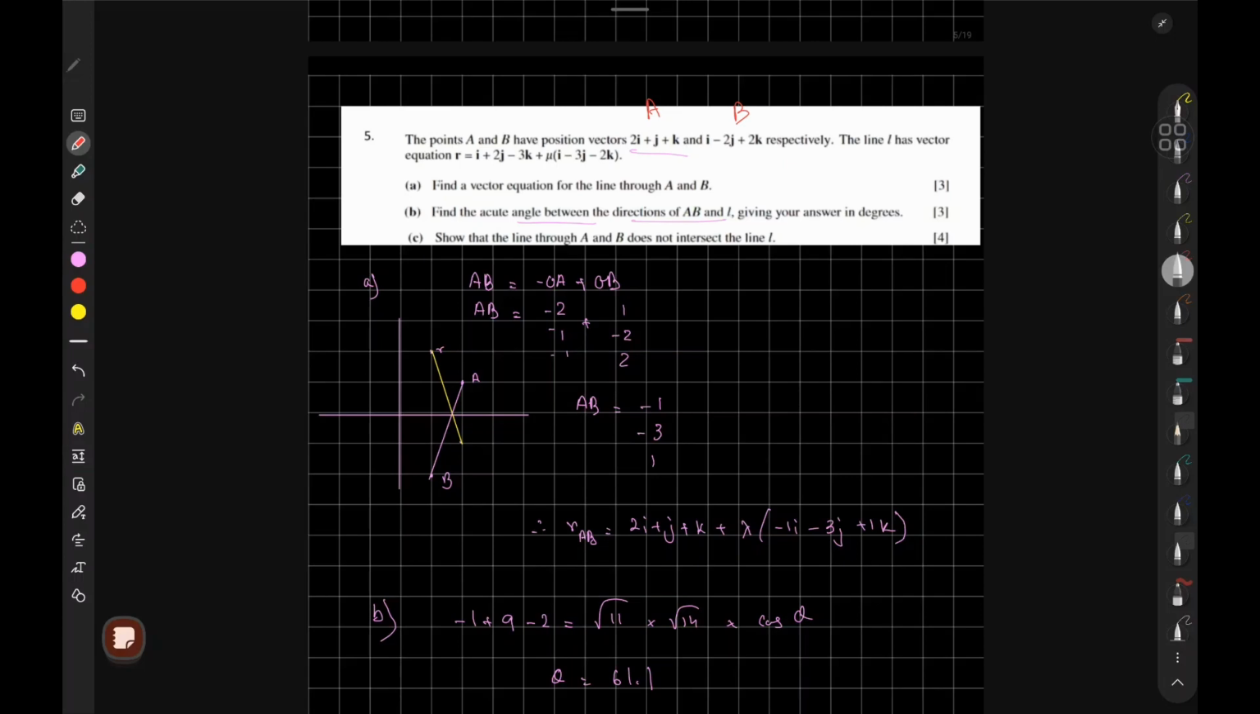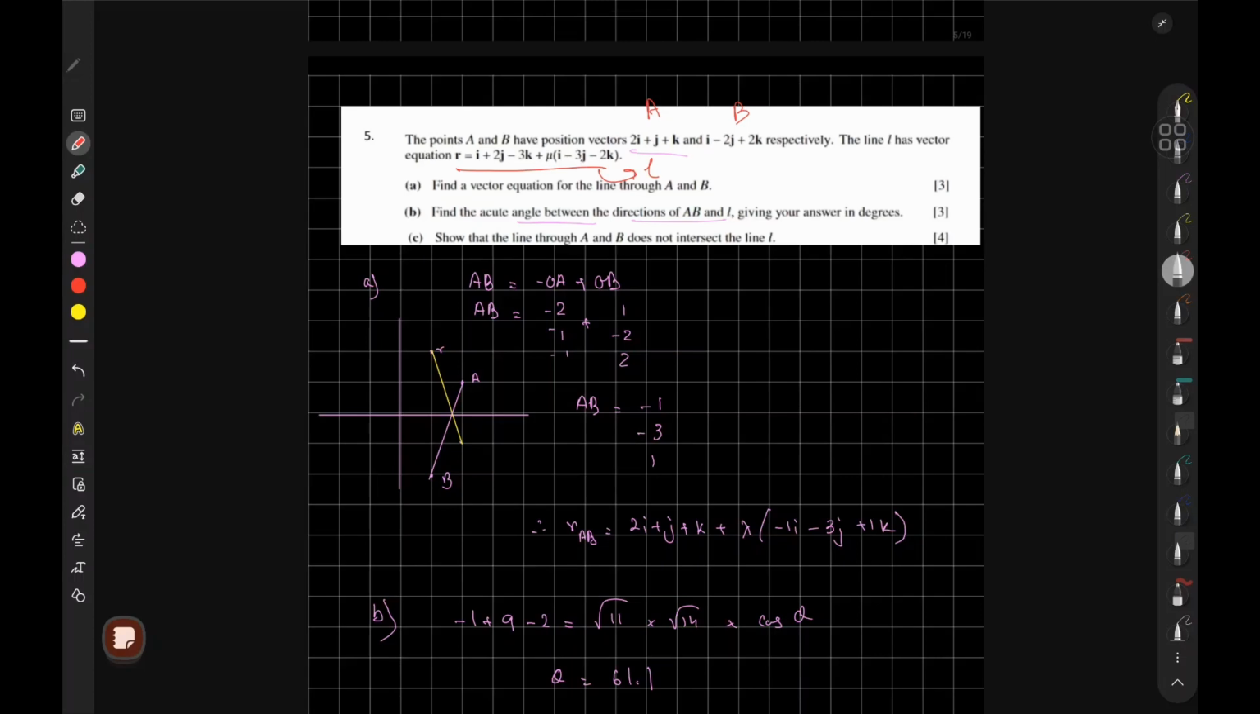The line L has a vector equation r equals i plus 2j minus 3k plus mu times i minus 3j minus 2k. So this is your equation for L. Great. So the first question is, they're asking you to find the vector equation for the line through A and B.